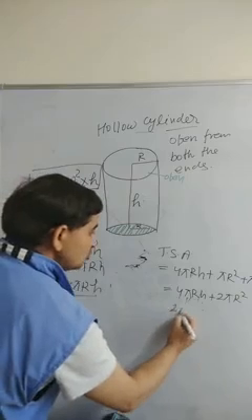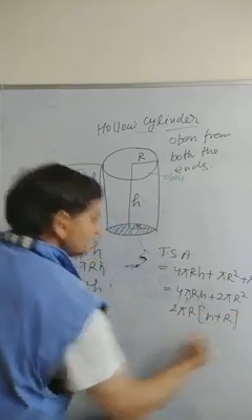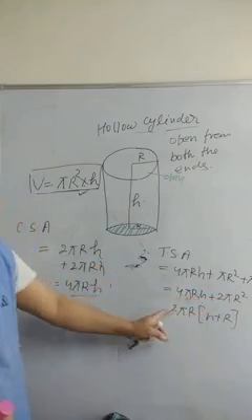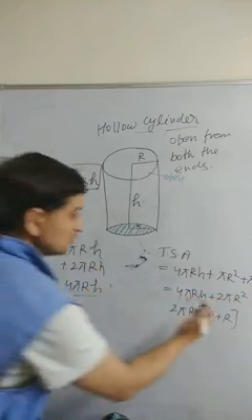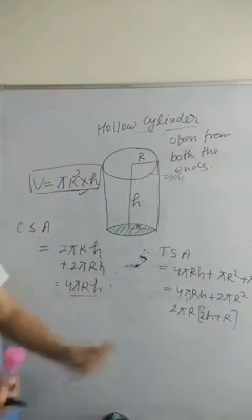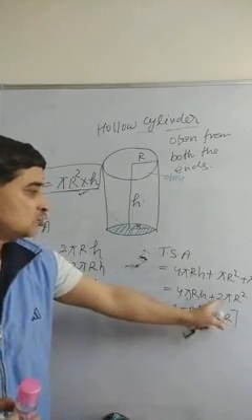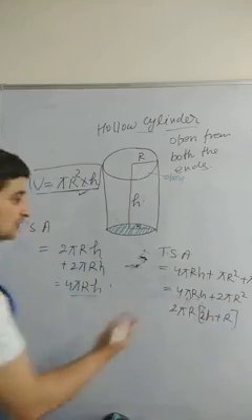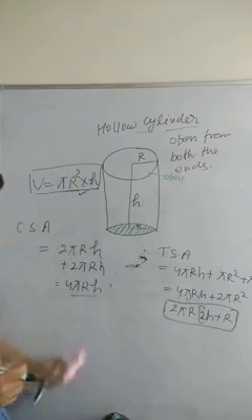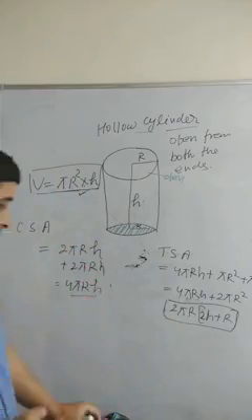So 2 pi r, you can take common. This is 4 pi RH plus 2 pi r square, so 2 pi r you can take common. So it will be, sorry, 2h plus r, because 2 pi r you have taken common. So this is the formula to calculate what? Total surface area of a cylinder with base and no top. It's a hollow cylinder. Got it?